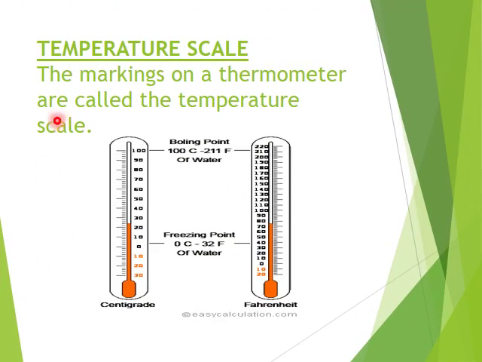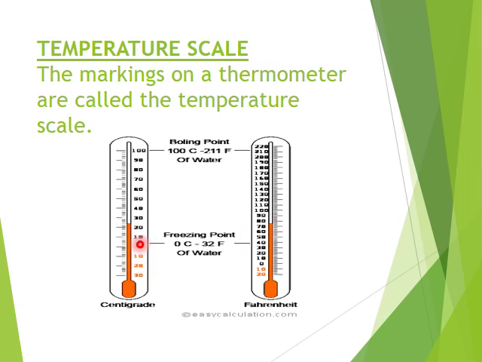My dear students, you can see here the temperature scale. In our daily life we usually use two types of scales. One is the Celsius scale and the second is the Fahrenheit scale. The glass tube of a thermometer has markings on it, and these markings are called the temperature scale. The level of the mercury on the scale shows the temperature in degrees.